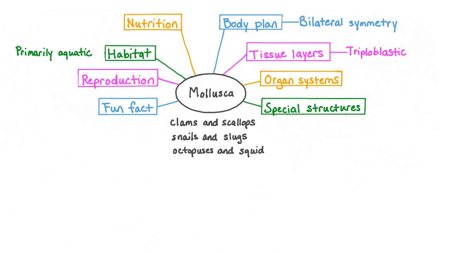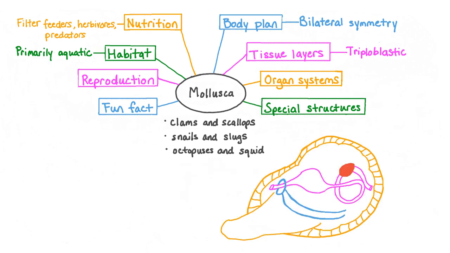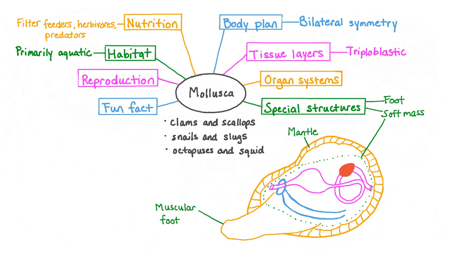Members of the phylum Mollusca are primarily aquatic, although there are some land-dwelling species. Mollusca includes bivalves such as clams and scallops, which are filter feeders, snails and slugs, which are usually herbivores, and octopuses and squid, which are predatory. Their bilaterally symmetric bodies consist of three main structures, which we can see in this simplified diagram of a clam. A muscular foot used for movement, a soft mass containing most of their organs, and a thin layer of tissue that covers this mass, called a mantle.